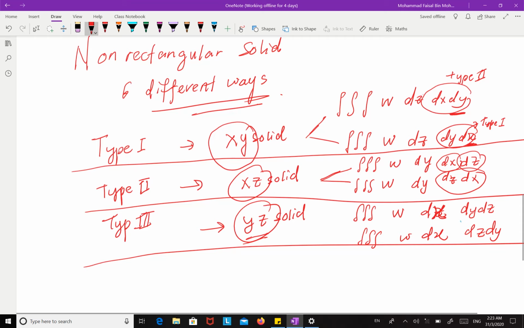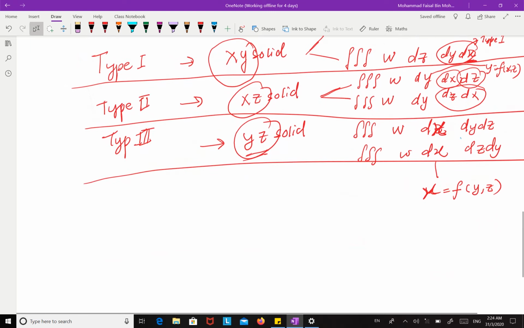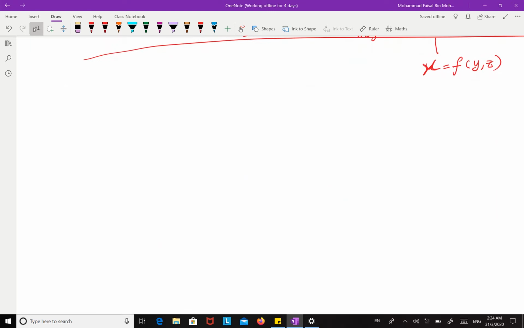Okay, remember this z is a function of x and y, this y is a function of x and z, and this x is a function of y and z. Okay, we do some examples so that you can understand. You see the example from the notes they gave you. So please see the notes.